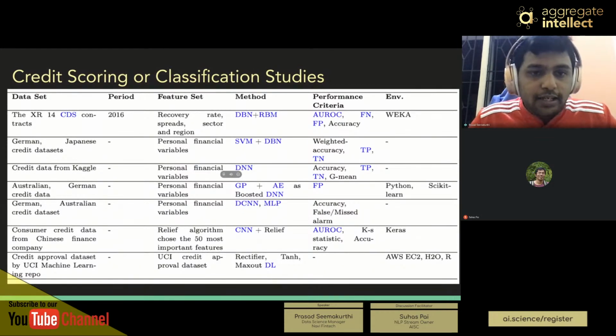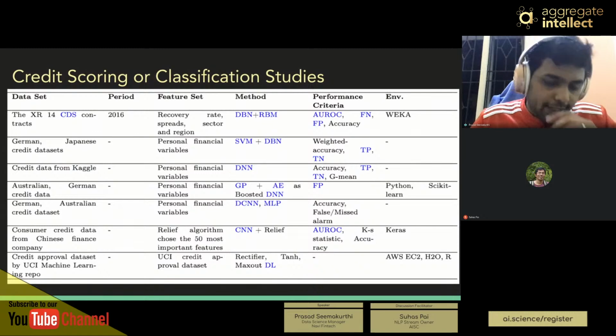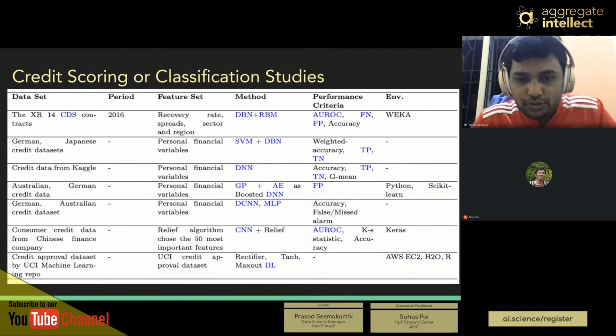All right, let's look at some of the deep learning applications in credit scoring. People have applied credit scoring across different data sets like German and Japanese banks data sets. The feature set contains variables like personal information, like the name and age of the customer, the educational qualification of the customer, the financial worthiness of the customer, and so on and so forth.